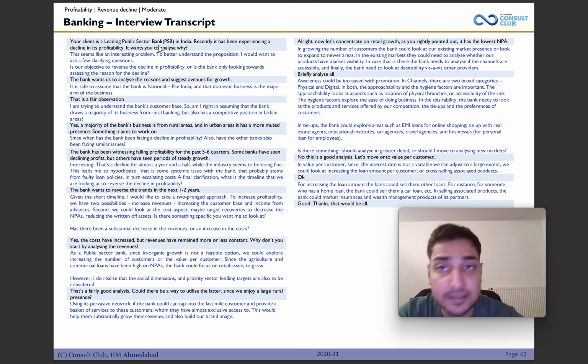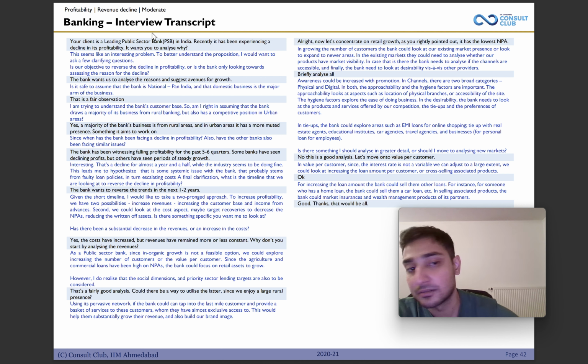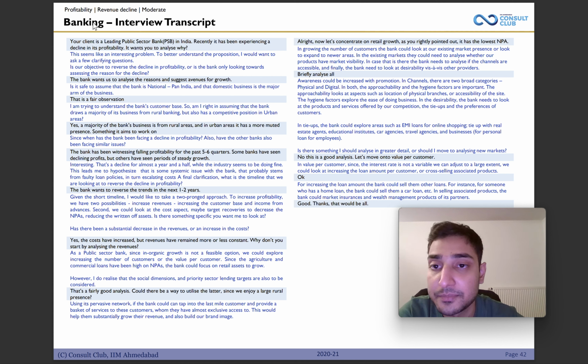Since it's a public sector bank, mostly public sector banks are focused more on rural areas and providing better loans and opportunities to the local rural sector of our country. That's why the candidate has assumed it, but the candidate has also asked whether it's safe to assume, which is a very good practice rather than assuming it without confirmation. Yes, a majority of the bank's business is from rural areas, and in urban areas it has a more muted presence, something it aims to work on.